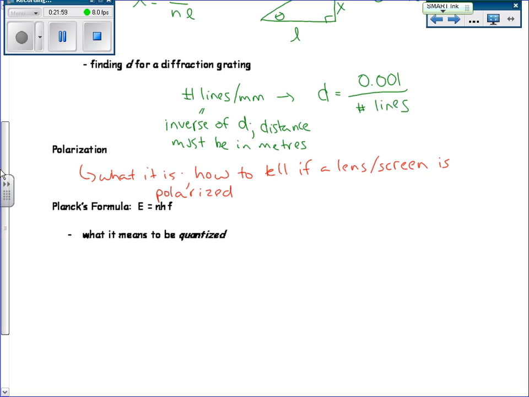Okay, and that brings us to Planck and the photoelectric effect. So Planck's formula, E equals nhf over lambda. Remember what's on the formula sheet is E equals hf, which equals hc over lambda. And this is on your formula sheet. This one is not on the formula sheet.